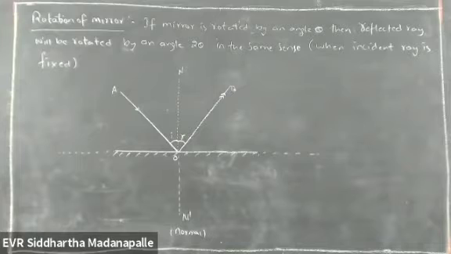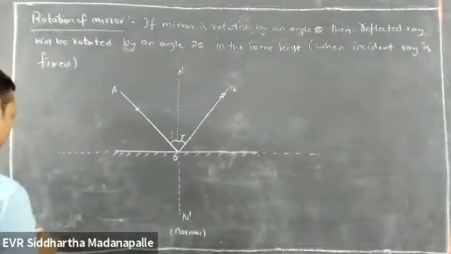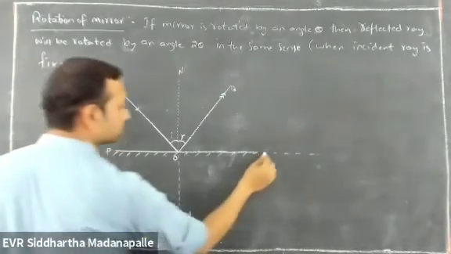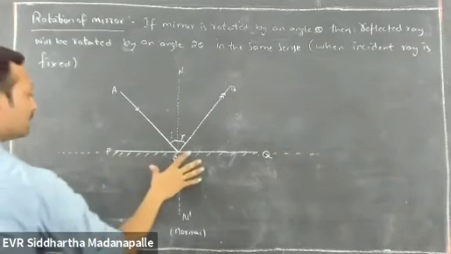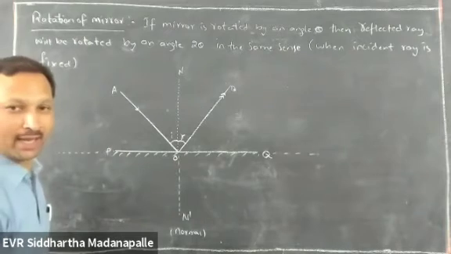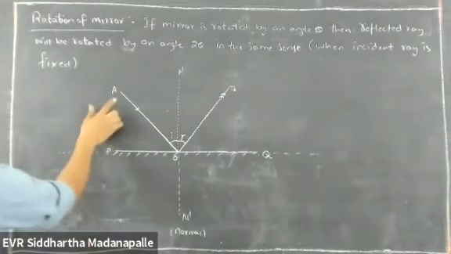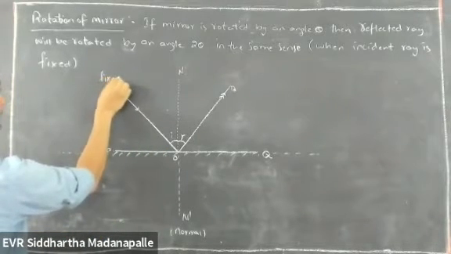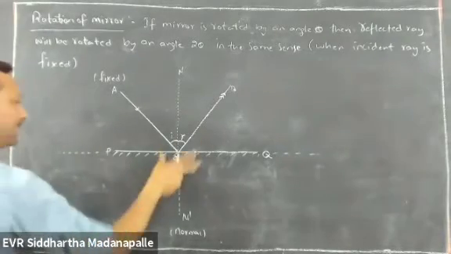Now here, let us consider this plane mirror as PQ. Now, I am going to rotate this mirror in the anti-clockwise direction by an angle of theta, by keeping the incident ray fixed. Remember, this incident ray is fixed. I am not changing the position of the incident ray. I am rotating the mirror here.